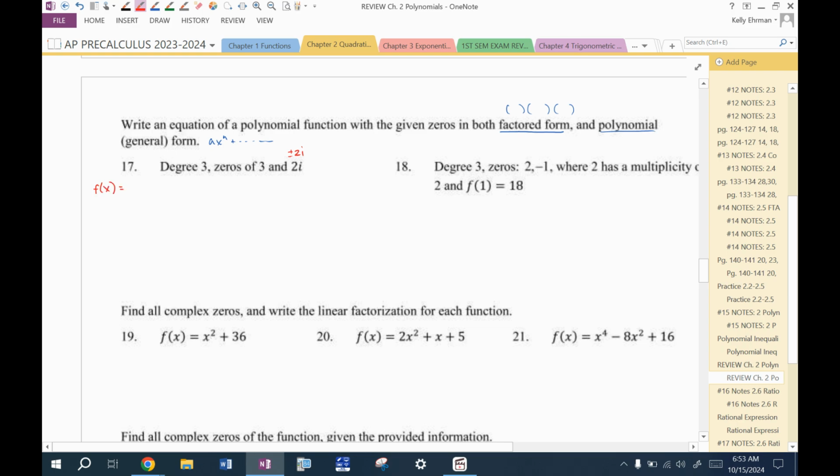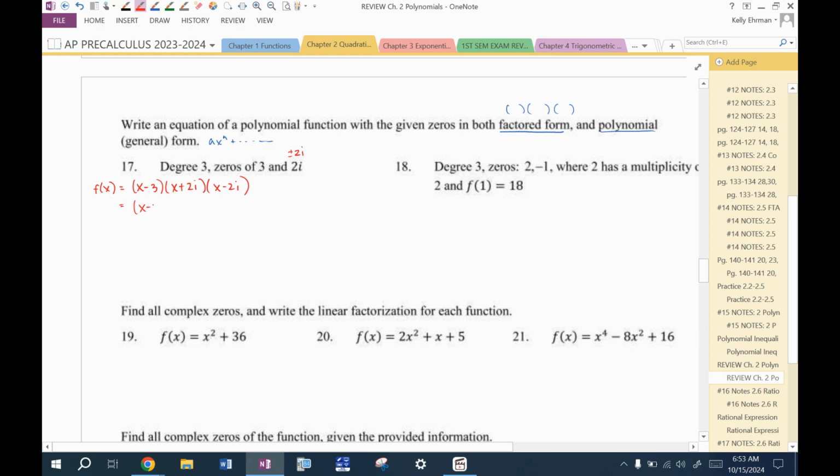I'm going to write f of x equals, for a 0 of 3, that's x minus 3. Zeros of plus or minus 2i, x plus 2i, x minus 2i. Multiply the conjugates together first.